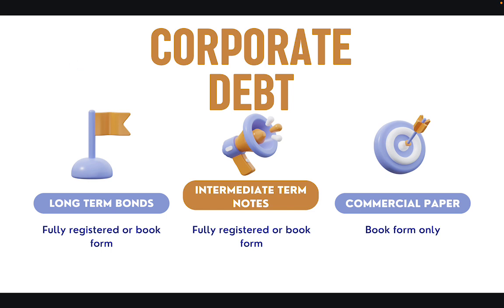Okay, corporate debt. So first of all, we are talking about long-term bonds, intermediate-term notes, and commercial paper. Every once in a while, you'll see questions on how this information is given, how it's registered, fully registered or book form. Commercial paper is book form only, and I think about it like this. Commercial paper is such a short-term debt that it makes more sense for them to not want to waste paper on it and to just essentially write it in book form. So that's how I remember it personally.